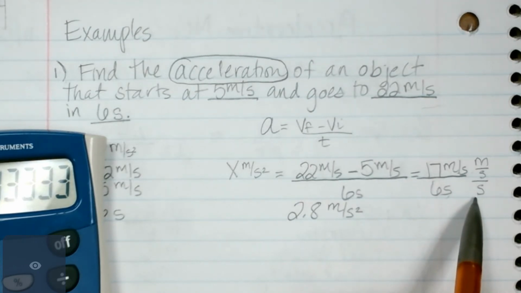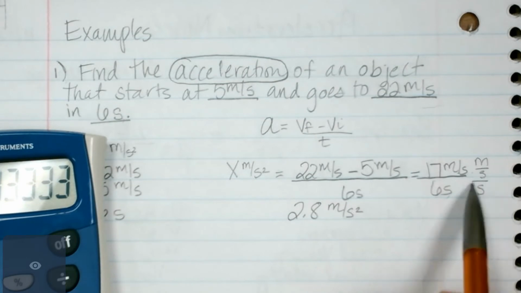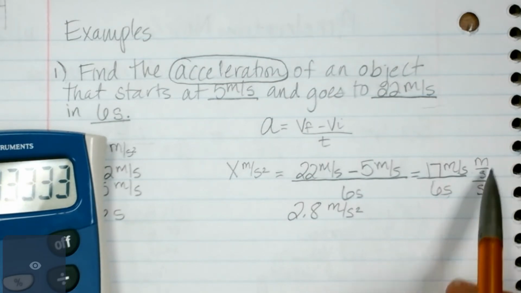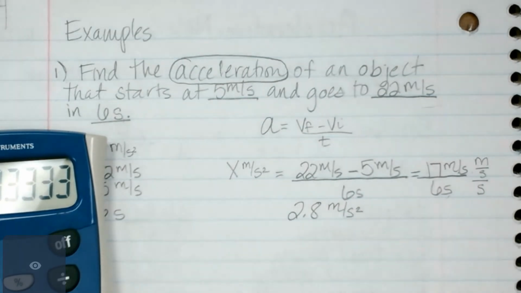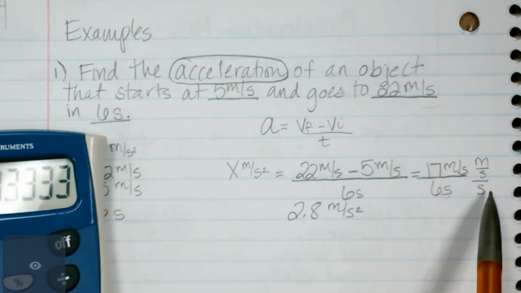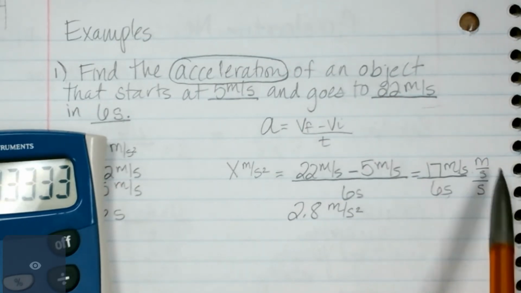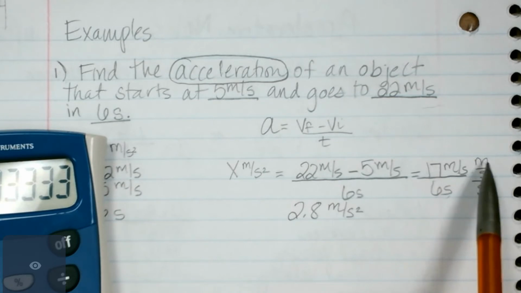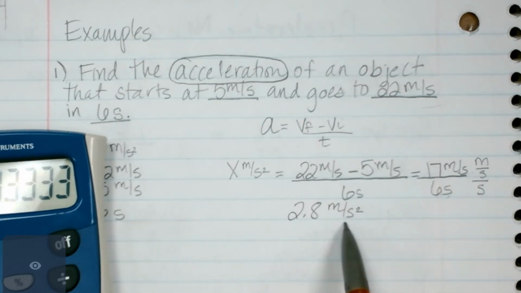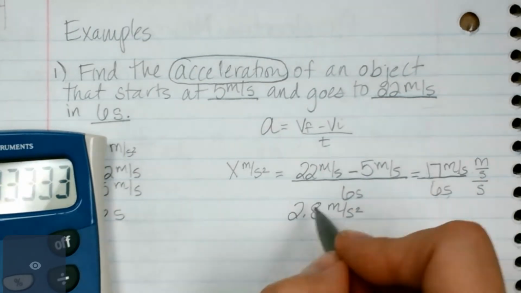You cannot cancel. A lot of people ask, what can't you cancel since there's an S on top and an S on the bottom? No, because this is a division in itself over top of another S. So you cannot cancel them, so it becomes meters per second squared. And that is our answer.